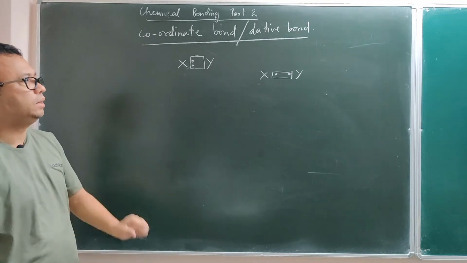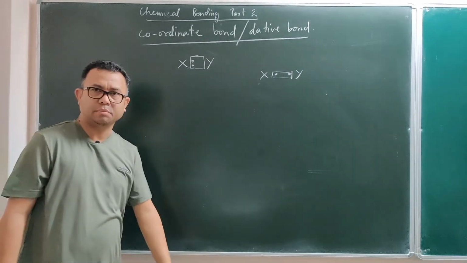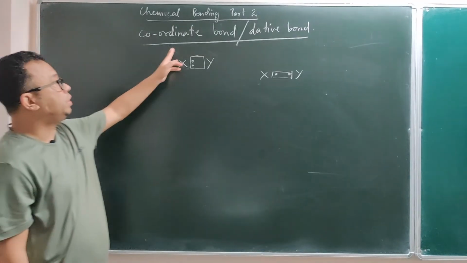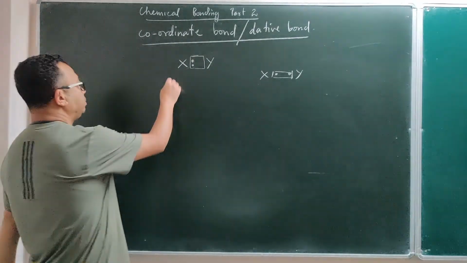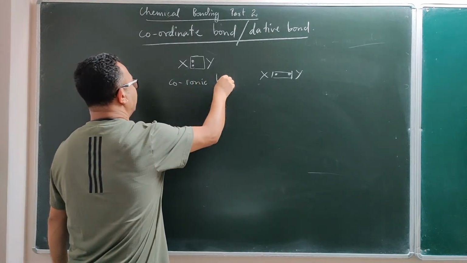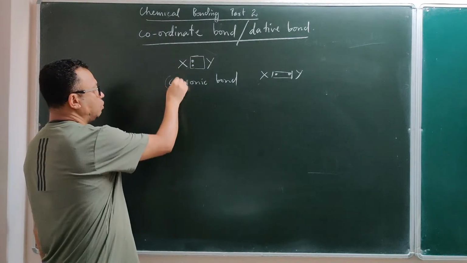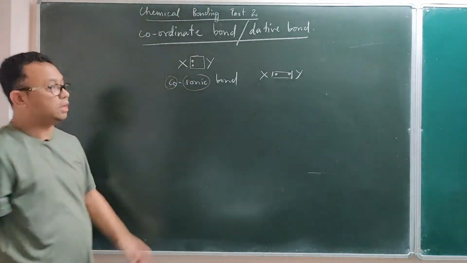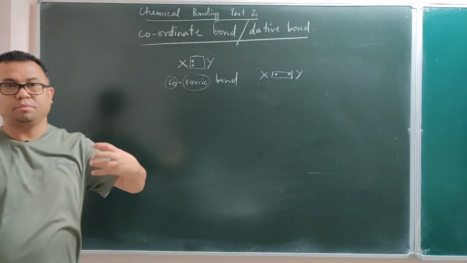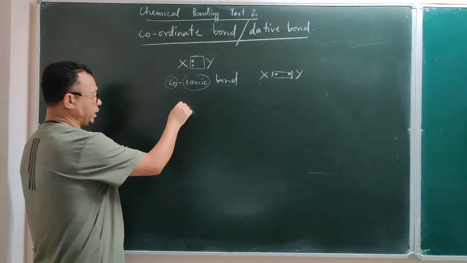Now you should know that some chemists are of the opinion that coordinate bond is also sometimes called co-ionic bond. Now why co-ionic? Because co means covalent, ionic means electrovalent. So that means coordinate bond is a combination of both kinds of bond, covalent and ionic. Now let me explain to you what these chemists are saying.